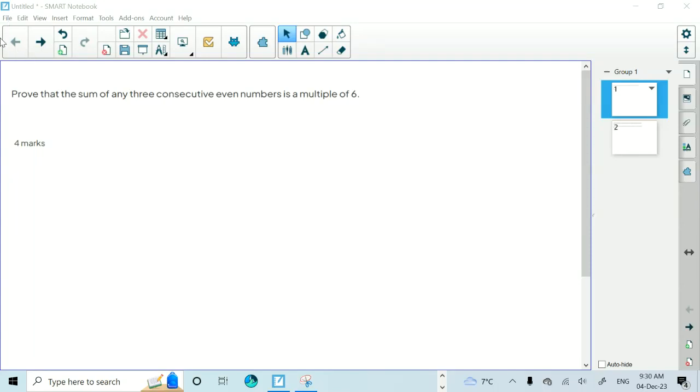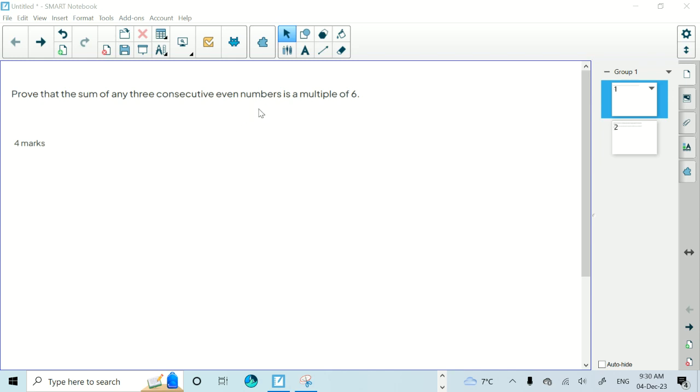Hello, here we have an exam question on proof. Prove that the sum of any three consecutive even numbers is a multiple of 6, and this is for 4 marks. Now the key here is to tell the examiner that you know what's going on, and it's how you choose the numbers to represent your even numbers.